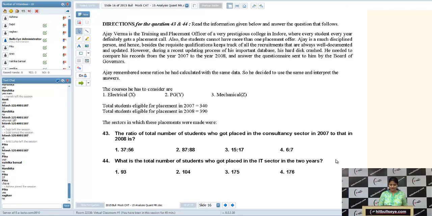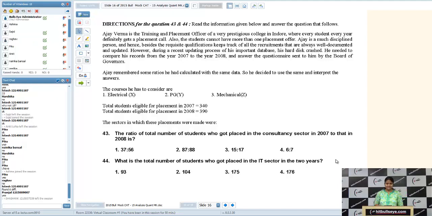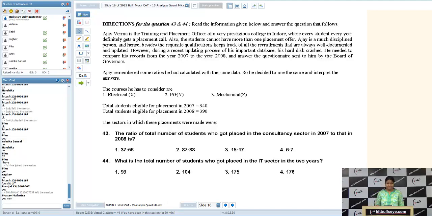Question number 43 and 44. I think that was a set containing 4 questions. I have taken only 2 questions because in only one go you could solve the whole set. Yeah, any problem in this? See, if you are comfortable in AR, I'll not say this is a difficult set. Rather, I'll say this is a medium set because it is calculative, but by doing calculation you are getting 4 questions right.